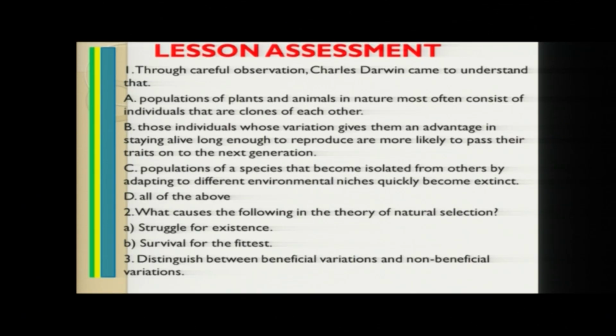Number 2: what causes the following in the theory of natural selection? Struggle for existence, survival of the fittest. That is two things; you choose among the two. Then number 3: distinguish between beneficial variation and non-beneficial variation.